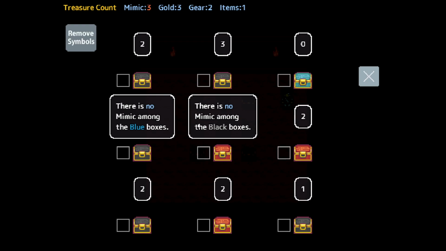There's no mimic among the black boxes. No mimic among the blue boxes. Okay. If this is true, then that would have to be true, that would have to be true, that would have to be true. That would have to be false, that would have to be false. So then there would have to be a mimic among that, which is false anyway. That is true, that is true. Cool.